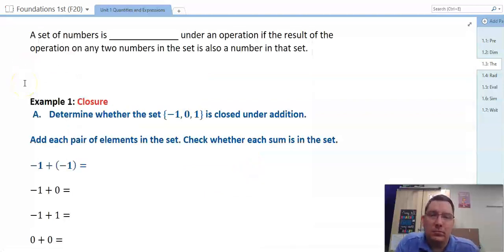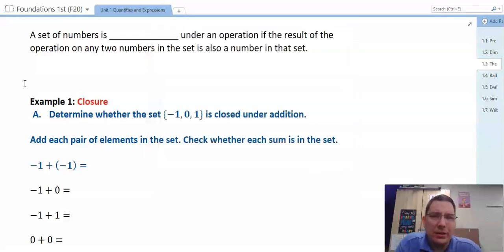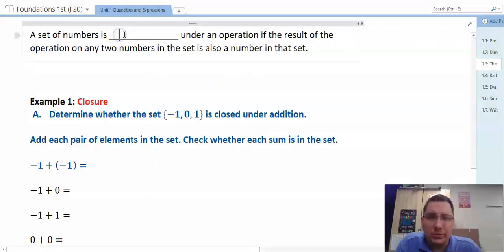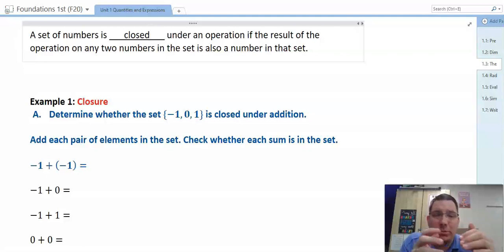So now that we've talked about sets of numbers, we need to talk about another term that comes up. It's one that we don't talk about often, but it is important to what we're doing. So for a set of numbers, the word we're going to use here is closed. A set of numbers is closed under an operation if the result of the operation on any 2 numbers in that set is also a number in that set.